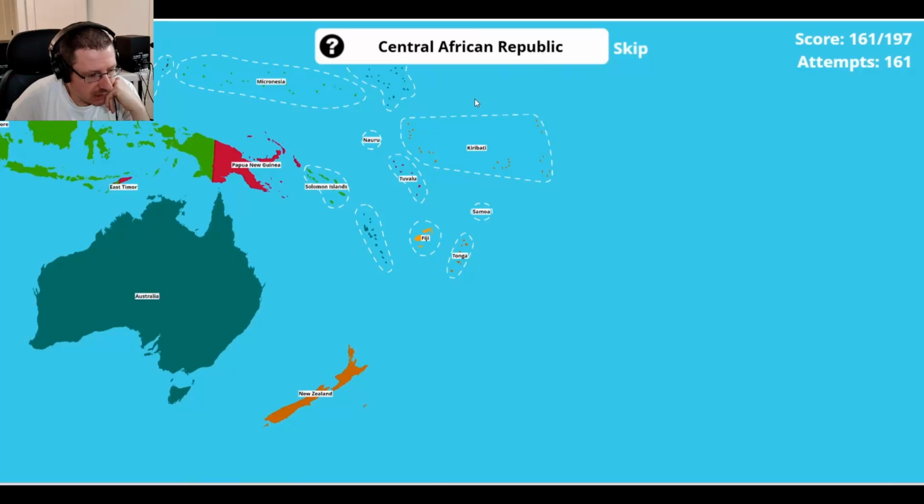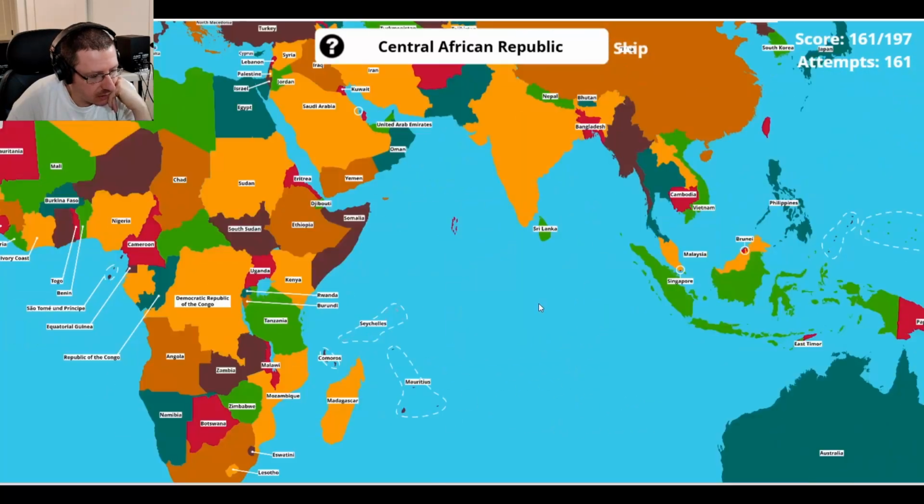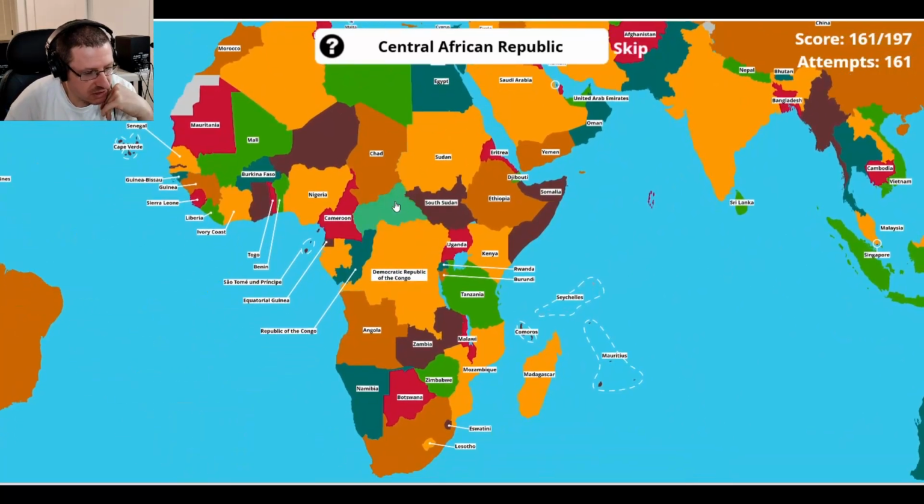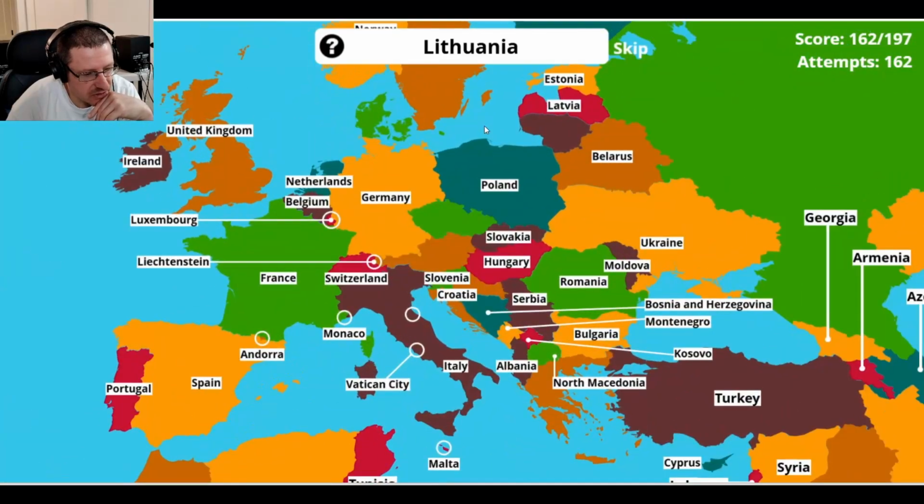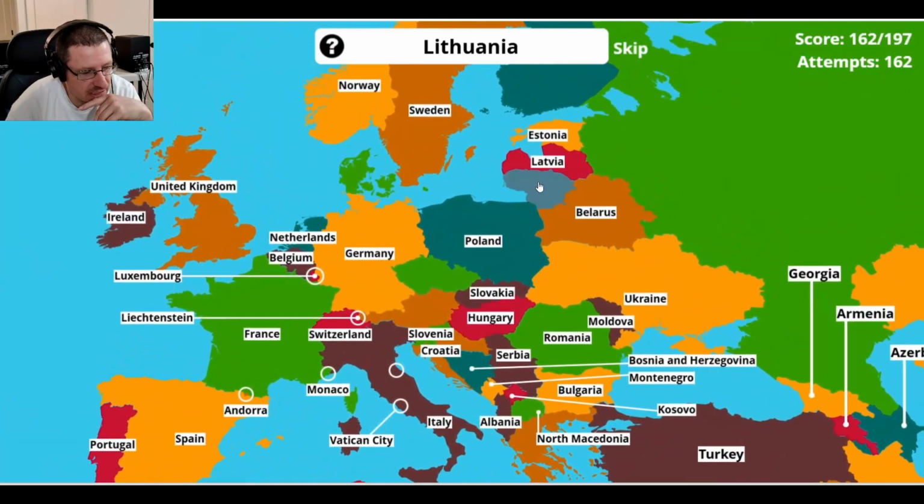Central African Republic. Central African Republic right here is one of the poorest countries in the world. Lithuania. Lithuania is right here. It's the little L. So if Latvia is right here, Lithuania is right underneath it. It's got a lot of storks in Lithuania.